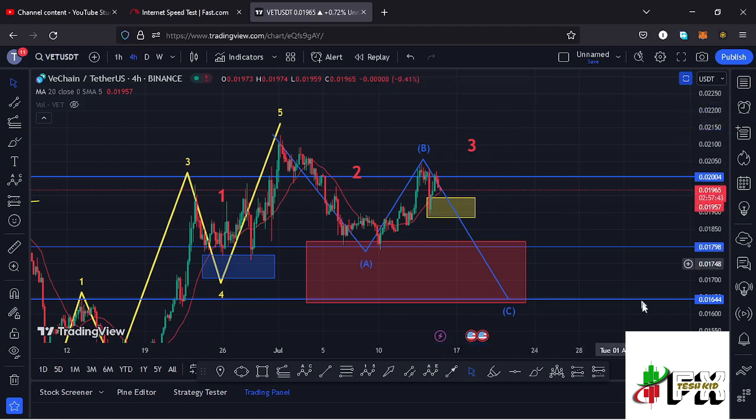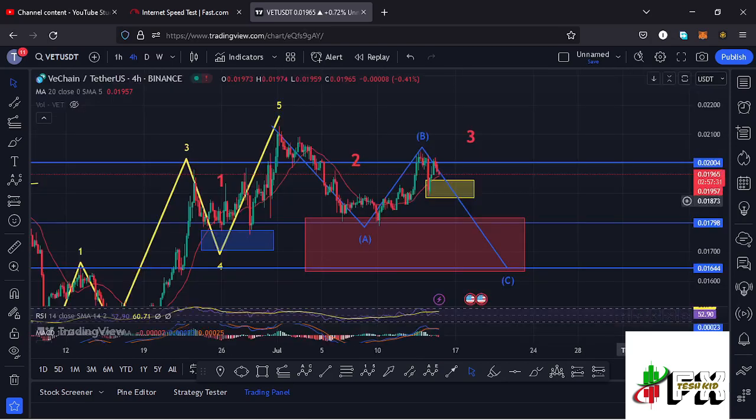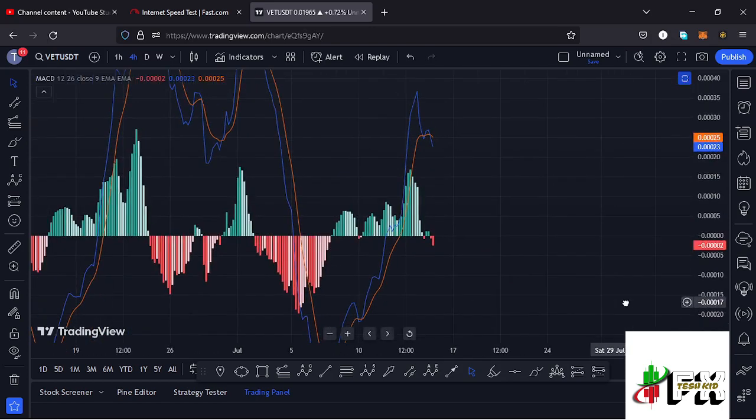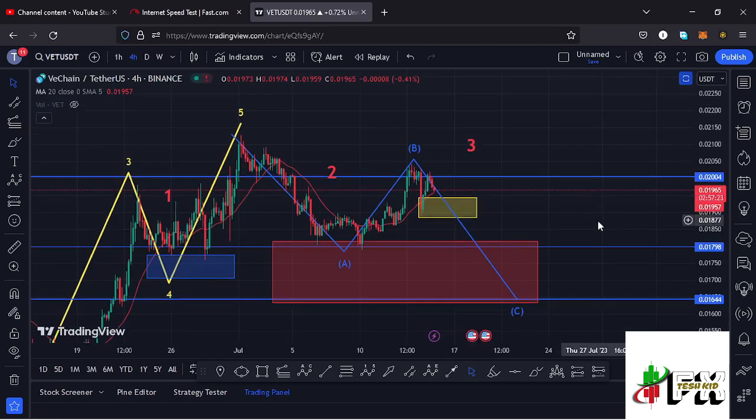Also taking a look at the indicators here on the Vechain chart. On the RSI, we are trading at around the 52 mark. Also taking a look at the MACD, we have been able to print a bearish cross, suggesting further breakdown. So let's be patient and see how that plays out, and I will be keeping you updated.